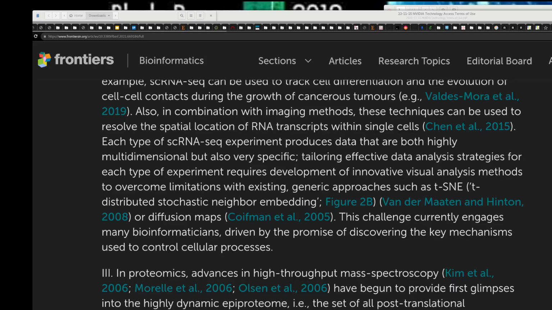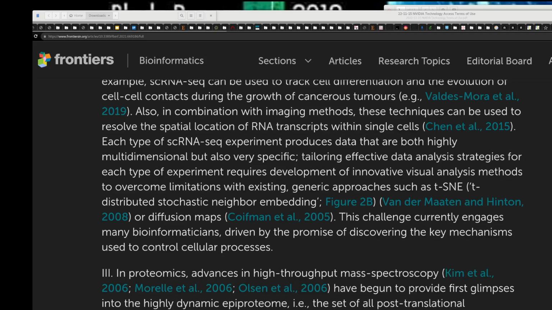Each type of scRNA-seq experiment produces data that are both highly multidimensional but also very specific. Tailoring effective data analysis strategies for each type of experiment requires development of innovative visual analysis methods to overcome limitations with existing generic approaches such as t-SNE, t-distributed stochastic neighbor embedding, Figure 2b, van der Maaten and Hinton, 2008, or diffusion maps, Coifman et al., 2005. This challenge currently engages many bioinformaticians, driven by the promise of discovering the key mechanisms used to control cellular processes.